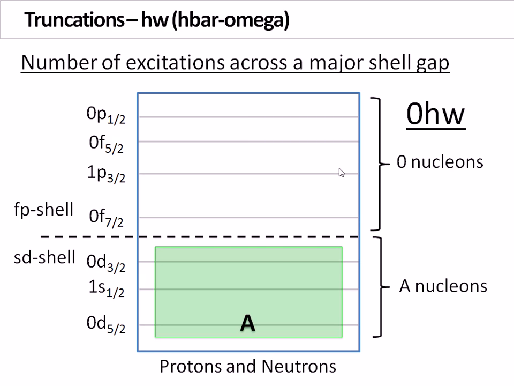We can say that this is called a 0ħω excitation. So all our nucleons are below this major shell gap. But we could conceive of having a different configuration, for example, where we excite two nucleons from below the shell gap to above the shell gap and put them in f7/2, say, or anywhere in the FP shell. And this is called a 2ħω excitation. So you've taken two particles from below a shell gap and moved them above a shell gap.